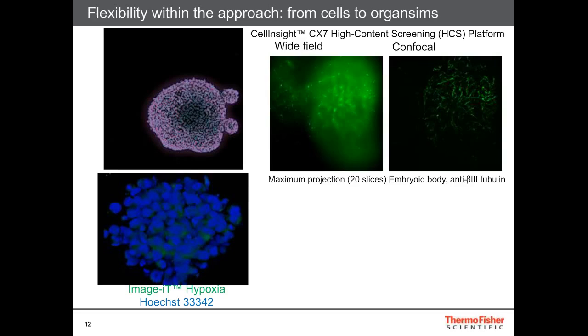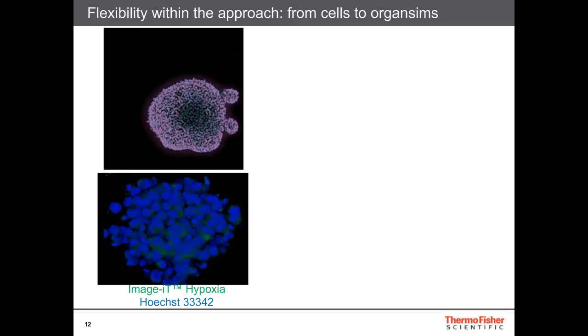And of course, much like our confocal capabilities enable spheroid research, they also help in other thick tissue or samples. Here we have an embryoid body. We're taking a maximum projection of 20 slices, comparing the performance with confocal on the right versus wide field when we look at the anti-beta-3 tubulin staining of this embryoid body.